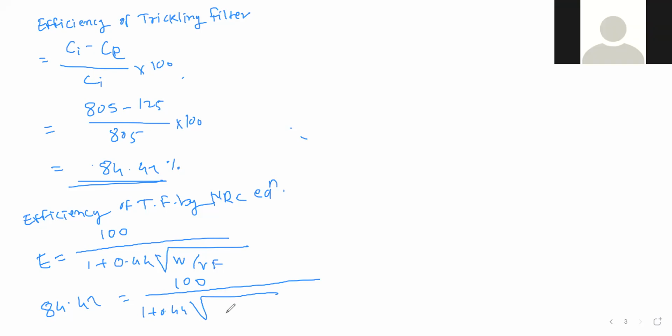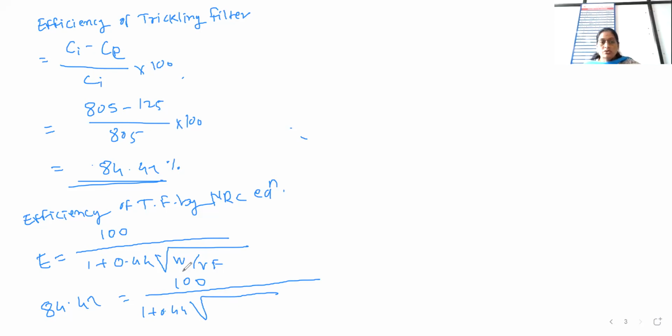Applied. What is the efficiency? Trickling filter's efficiency we are calculating. So W is the applied BOD. So it is 805 divided by V, V is the volume. So this NRC equation formula will help us to find out the volume of the trickling filter. Okay, so 805 upon V into F. F also we don't know, but the recirculation ratio we know. From that recirculation ratio, we can find out the recirculation factor. So first of all, we will calculate the recirculation factor.